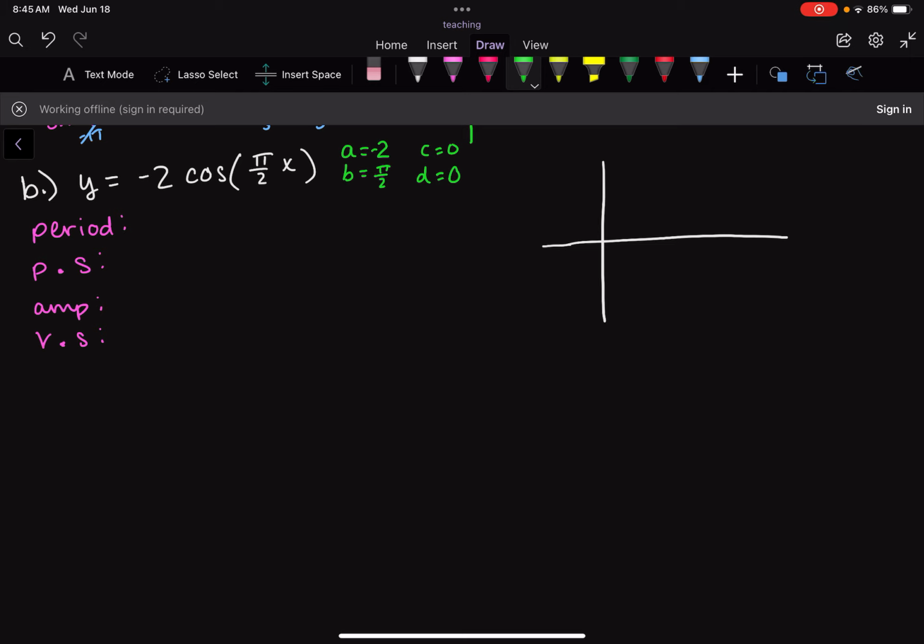So my period is 2 pi over B. So 2 pi over 2. Now remember that when you divide, that's the same as multiplying by the reciprocal. So this is 2 pi times 2 over pi. So this is going to cancel out to 4 because the pi's cancel.